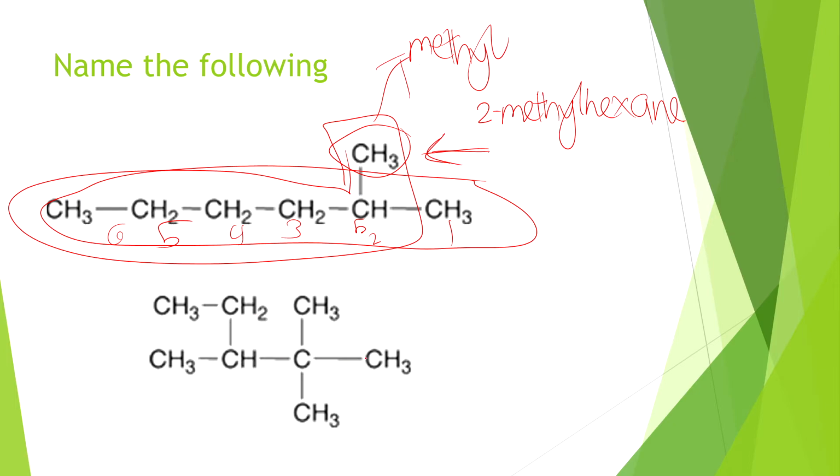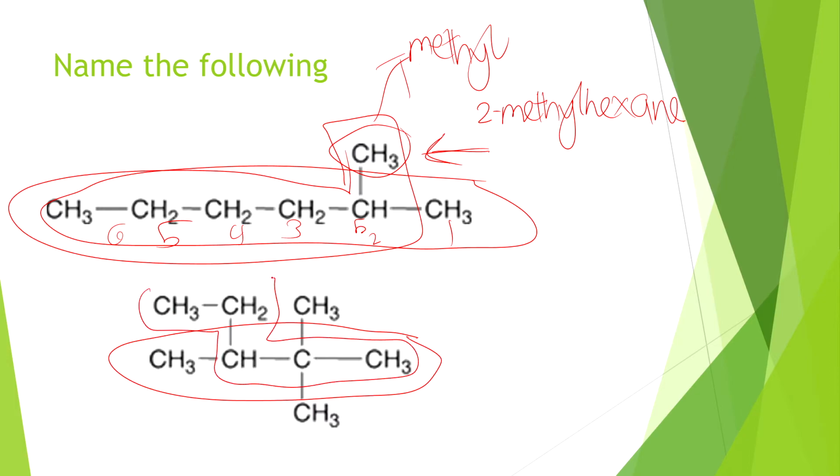This one. Wow, this one looks really complex. But don't worry, it's not too bad. First, let's find the longest chain. So this chain seems obvious, 4 carbons long. But as we can see here, we can actually make a 5 carbon long chain. So let's go with the 5 carbon long chain then.